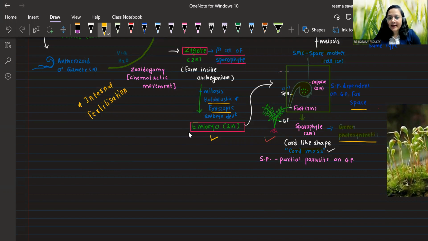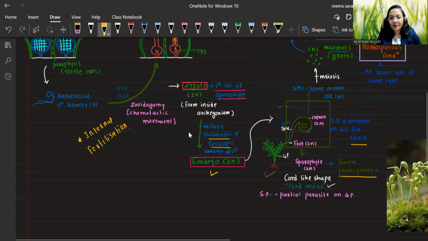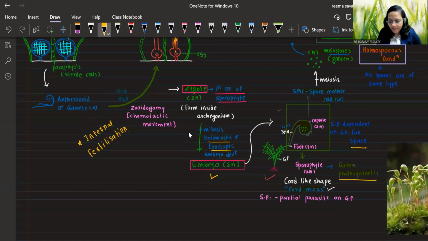It is a cord-like structure, right? So it is also known as cord moss, and the sporophyte is a partial parasite on the gametophyte. Now, this capsule will have spore mother cells. So the capsule is part of the sporophyte, and spore mother cells are part of the sporophyte. So spore mother cells will be diploid.